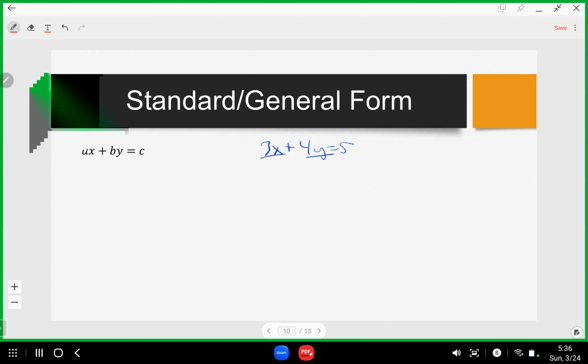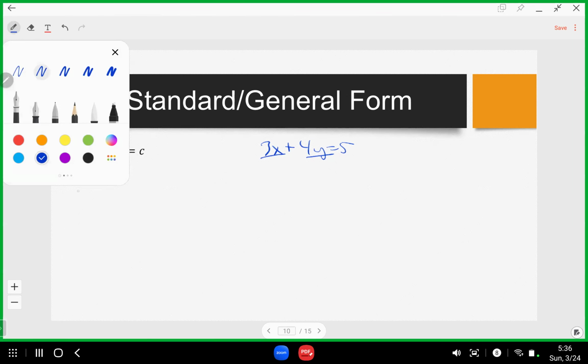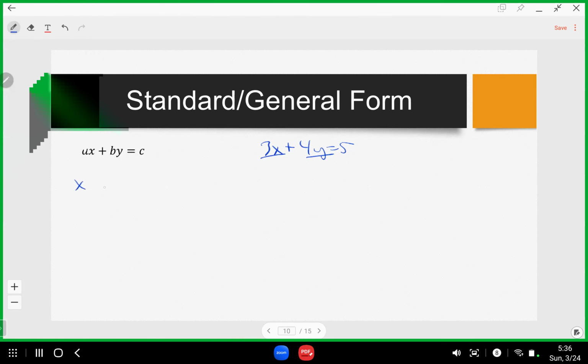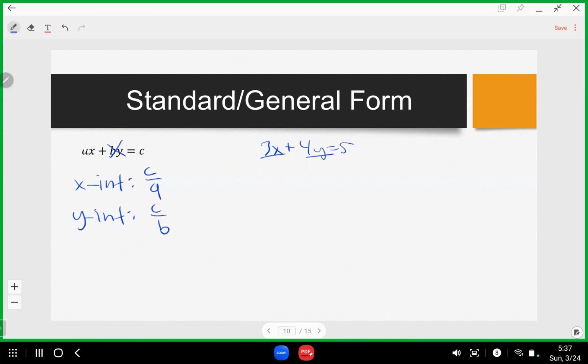So essentially, you're given the standard form. The x-intercept is going to be equal to c over a, and the y-intercept is going to be equal to c over b, because when you find the x-intercept, you have to set y equal to 0, and this just gets out of the way, right? And you can see very clearly what the x-intercept is. And since you can find the x-intercept and the y-intercept so easily, you can just use those to plot the points.